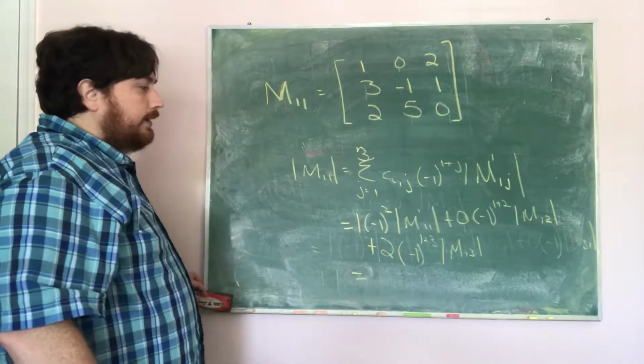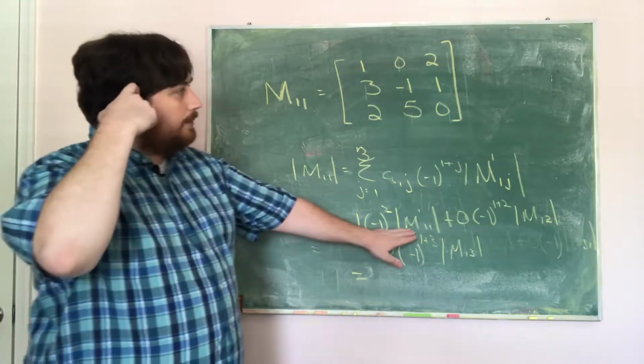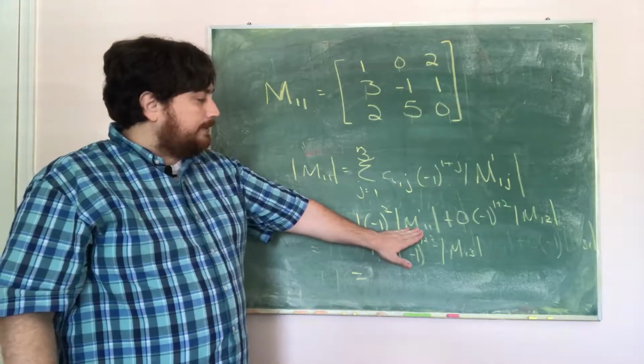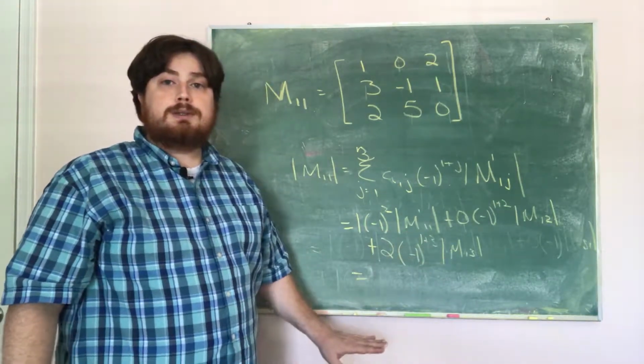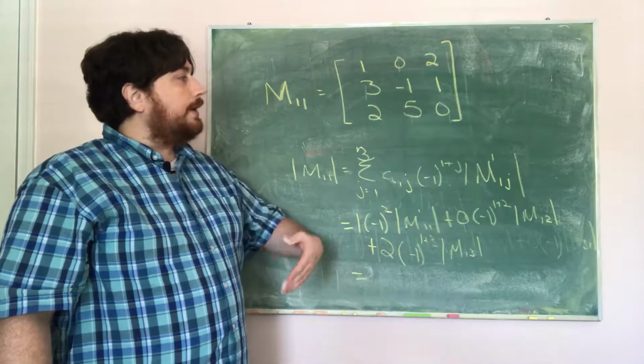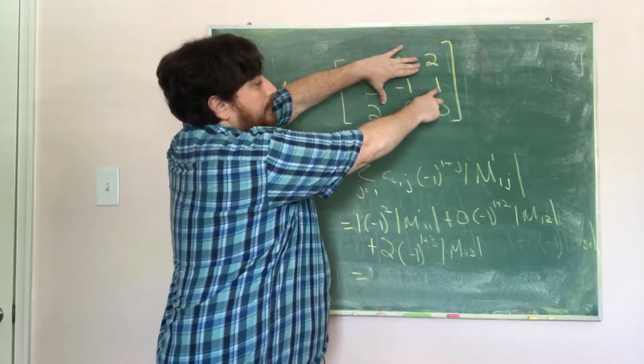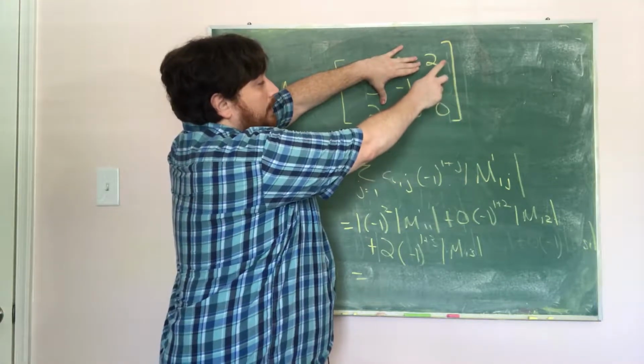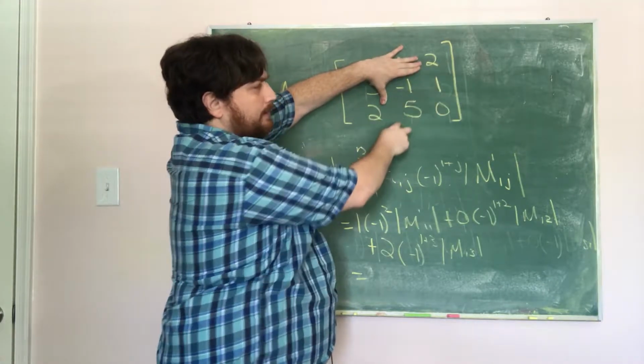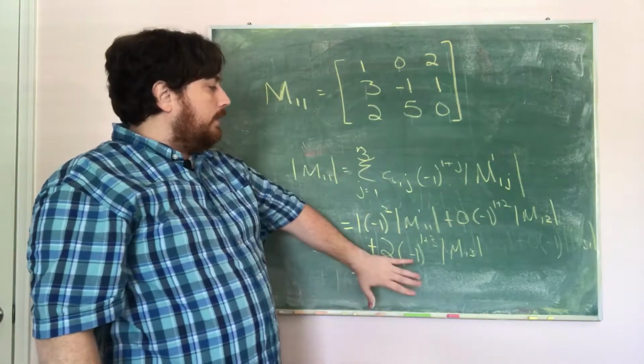Now, as I go ahead and calculate these, what I'm going to have to do is find these determinants. Notice that now these matrices are going to be 2 by 2 matrices, so as we find those, we can go ahead and just take the determinant of a 2 by 2, which is a times d minus b times c, and so we can go ahead and do that as we go along.